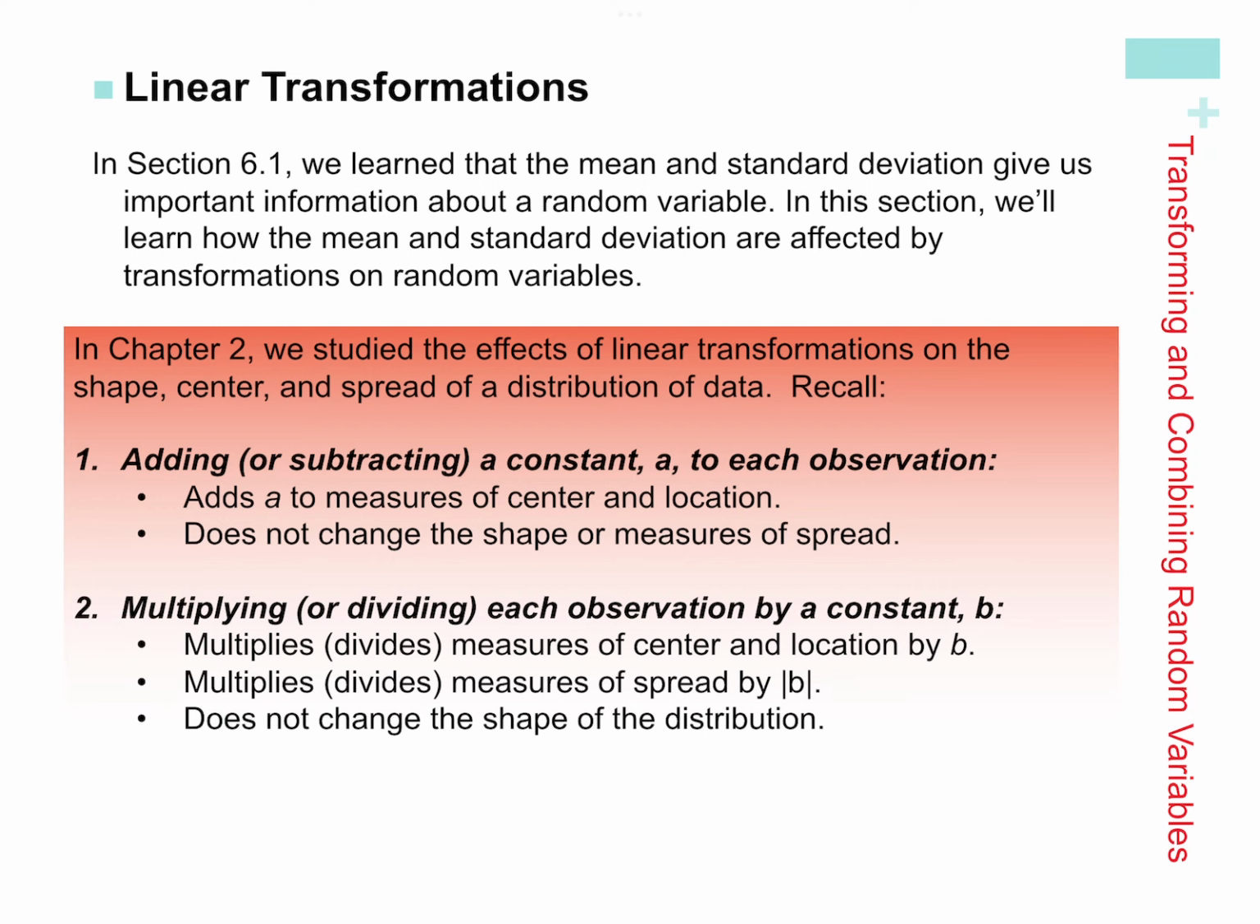We're going to be doing the same thing today with random variables that we did in chapter 2 when we did our linear transformations on just a set of data. Just as a recall, when we were adding or subtracting a constant, we add or subtract that to our location. Our shape and spread doesn't change. Multiplying or dividing by a constant, our location multiplies by that. Our spread multiplies by the absolute value, and our shape doesn't change. These same rules are going to apply when we are working with random variables. So we'll write them all out in your notes.